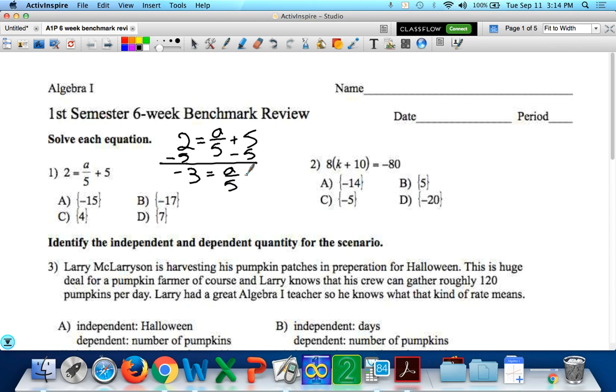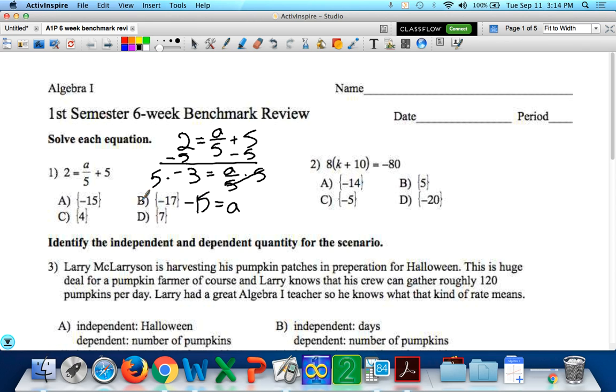To undo division, I multiply. So I multiply both sides by 5. And I get that a equals -15. Okay? Now, the alternative way to do this, if you forget how to solve equations, which hopefully you don't, we've been doing it all year, is you have the answers in front of you.